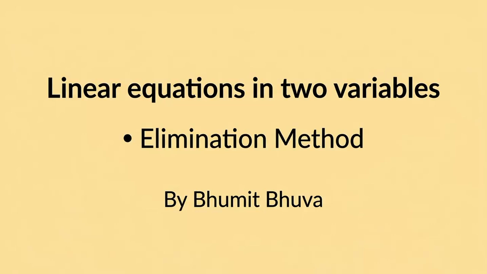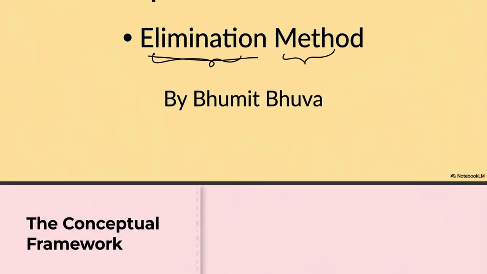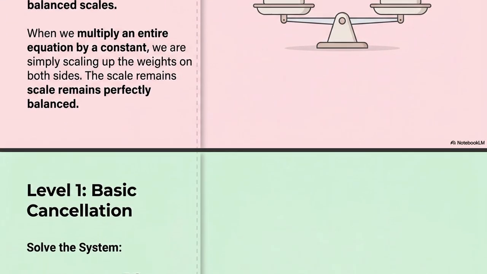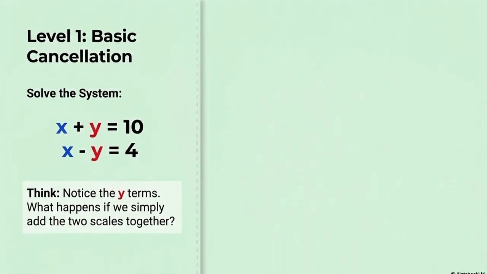Hello everyone. In this class we will learn the most important method to solve a linear equation in two variables, which is nothing but the elimination method. Okay. So in elimination method, the word elimination is there, that means we have to eliminate one of the variables to find out the other variable. So let's solve the question from the basics to advanced.